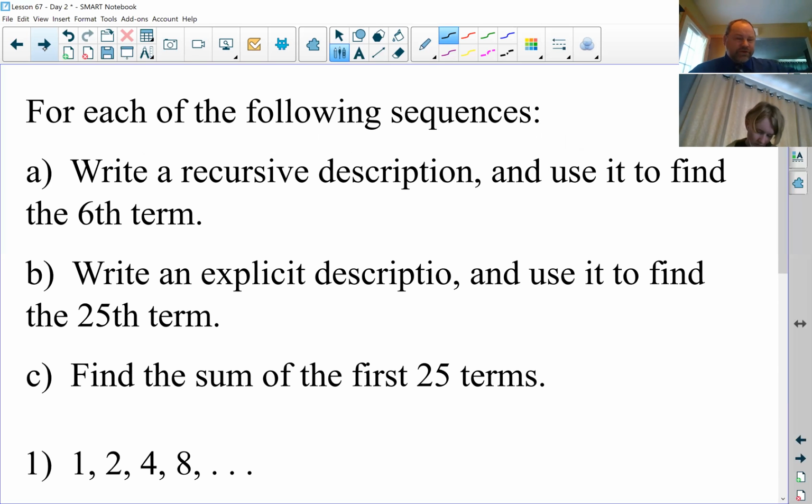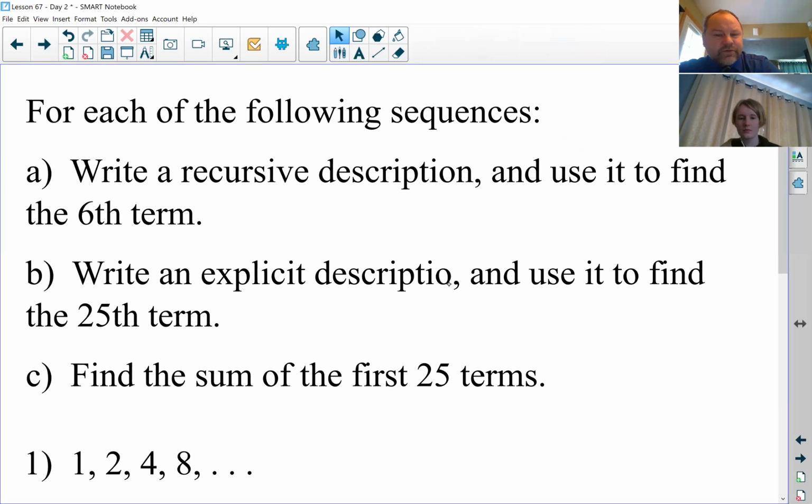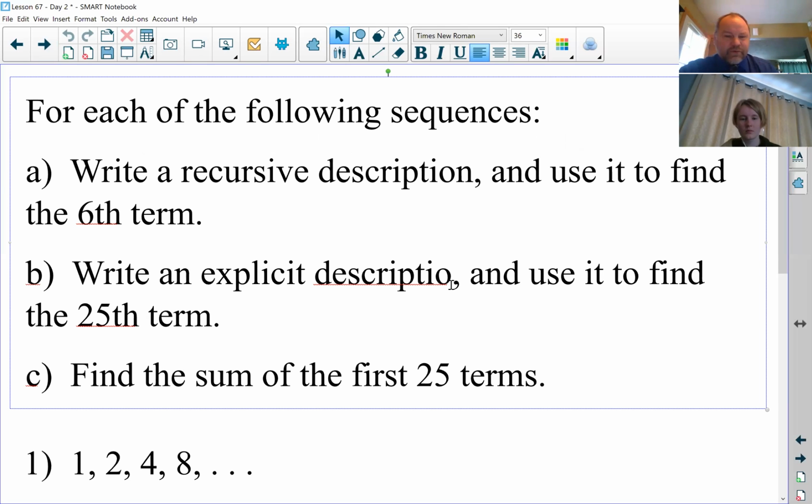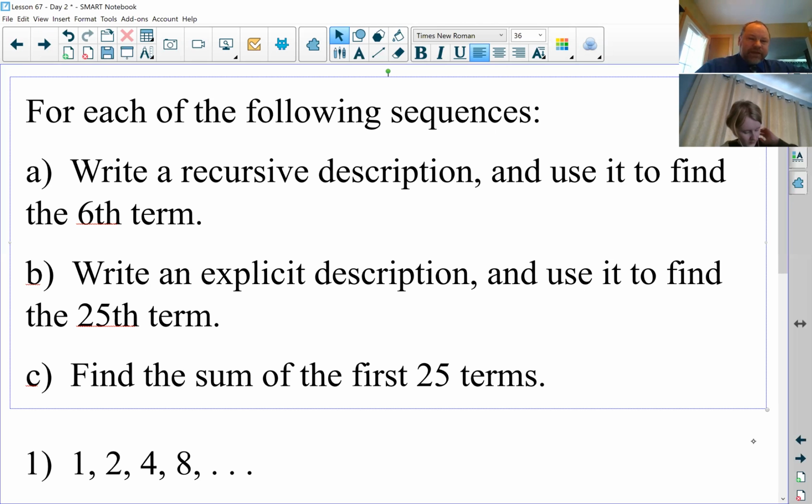Similar to yesterday, we're going to write a recursive description or a recursive equation and use it to find the sixth term in our sequence. Write an explicit description and use it to find the 25th term in the sequence, and then find the sum of the first 25 terms.